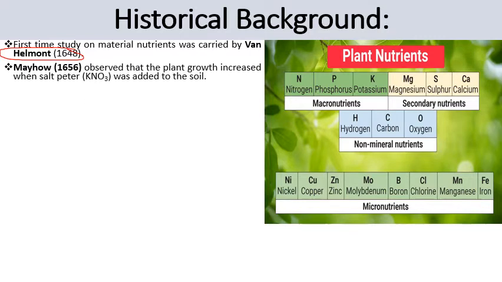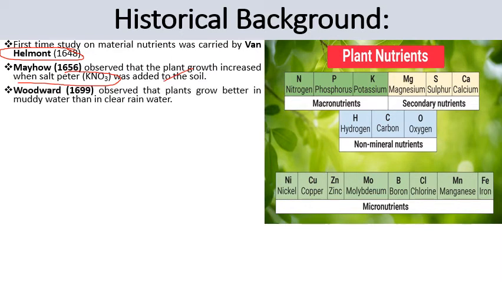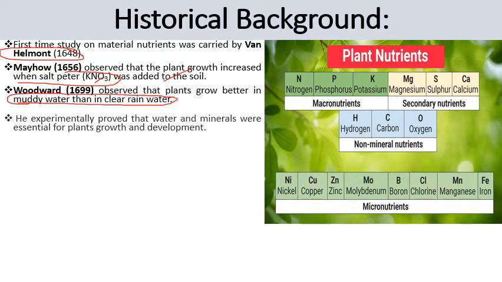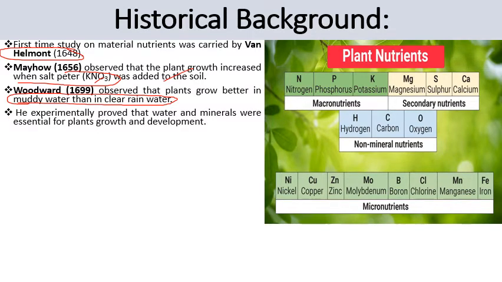Next was Mayhow in 1656. He observed that plant growth increased when saltpeter, that is potassium nitrate, was added to the soil. That acted as a source of nitrogen. Next was Woodward in 1699. He observed that plants grow better in muddy water than in clear rainwater. He experimentally proved that water and minerals were essential for plant growth and development.